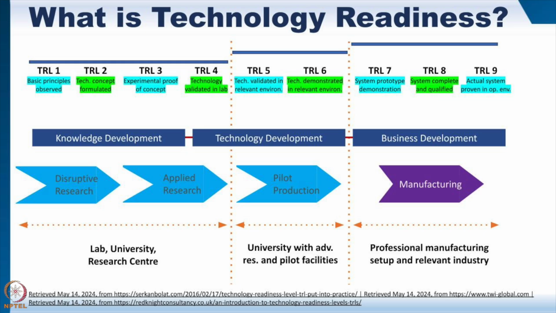Having reached there, I will say 7, 8, 9 are basically the business development cases that we are talking about, where manufacturing, scaling, government certification, etc. will happen, and it will reach the relevant industries. And this is what I would say are the three verticals where TRL 1 to TRL 9 will happen.